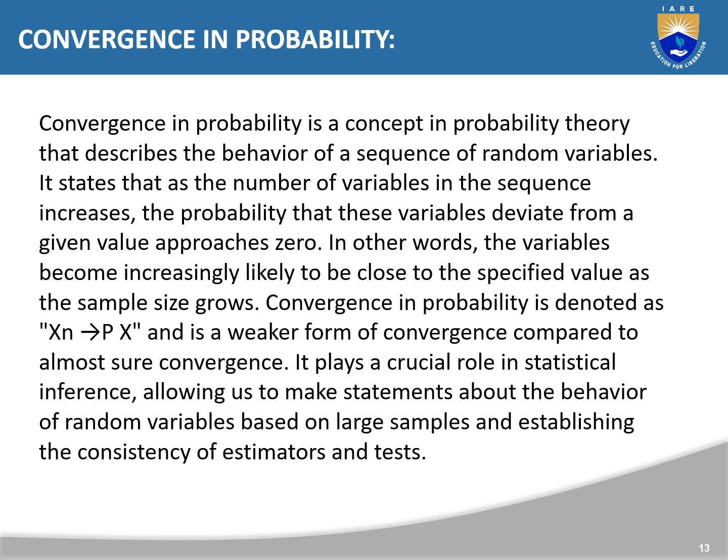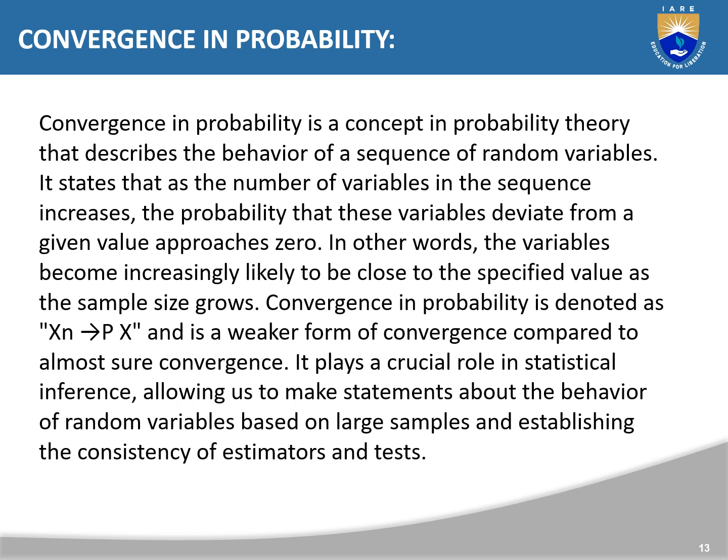Now let's look at what convergence in probability is. Convergence in probability is a concept in probability theory that describes the behavior of a sequence of random variables. It states that as the number of variables in the sequence increases, the probability that these variables deviate from a given value approaches zero. In other words, the variables become increasingly likely to be close to the specified value as the sample size grows.